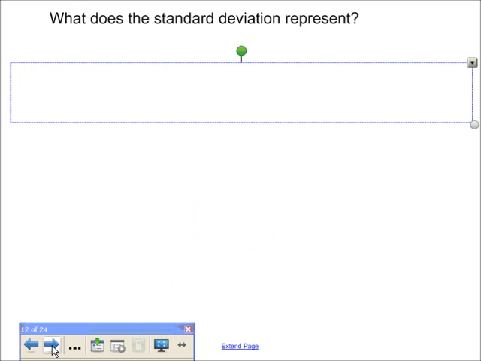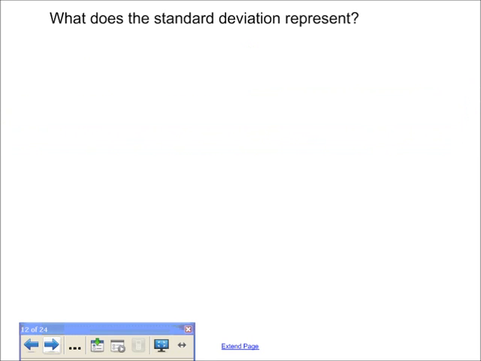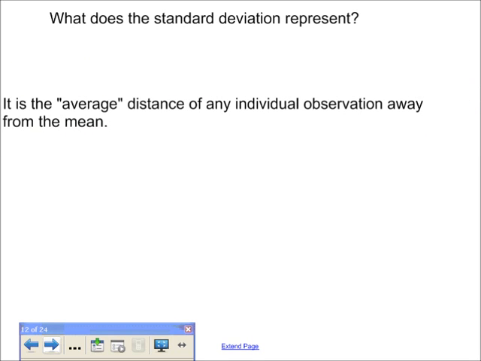So, what does the standard deviation represent? It represents the average distance of any individual observation away from the mean. So average was where the center was. Standard deviation is, on average, how far things are away from the center. If everything's clumped together, their average from the center is going to be very small, and there's going to be a low standard deviation. So if I had, let's go back to those dot plots.